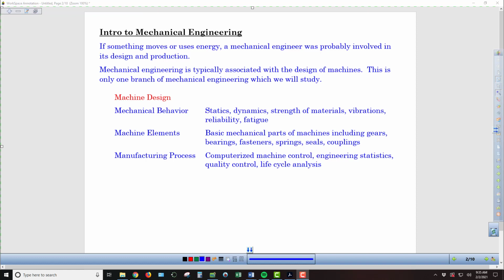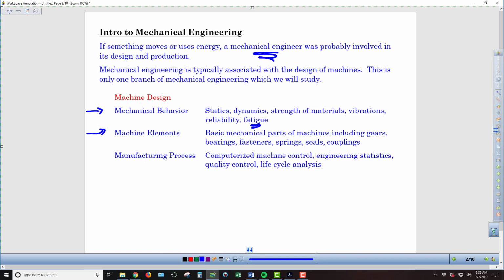If something moves or uses energy, it's a good bet that a mechanical engineer was probably involved at some point in its design. Now, we typically think of mechanical engineering in terms of the moving parts, the machinery, the design of those types of things. And indeed, that is an important component of mechanical engineering. So the mechanical behavior of a material or machine. So it's studying statics and dynamics, the strength of materials, what vibrations are generated by the operation of some machine, what is the reliability, the fatigue of the materials that are involved through repetitive use.